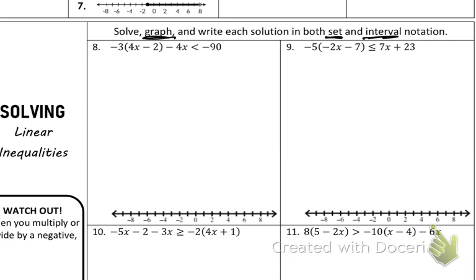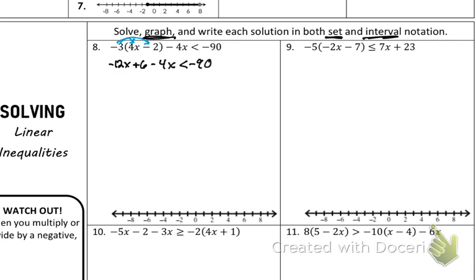Well, solving an inequality is just like solving an equality, except for one small difference, and we'll get to that in a second. So if this had just a normal equal sign on it, I would first distribute this negative 3 to both of those. That would give me a negative 12x, and we're going to have a positive 6 minus 4x is less than negative 90.